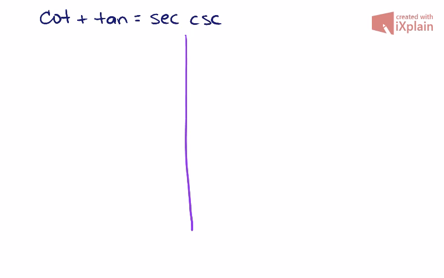All right, let's get ready for the next problem. Okay, the next problem was cotangent plus tangent equals secant times cosecant. I'm going to go ahead and draw my line over here. I'm going to work out the left side on the left side of this line, the right side on the right. So cotangent, remember we want everything in terms of sine and cosine.